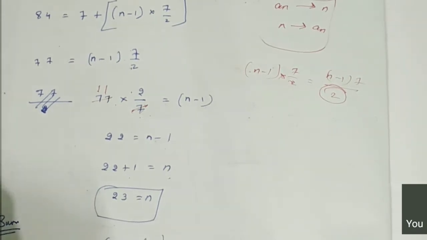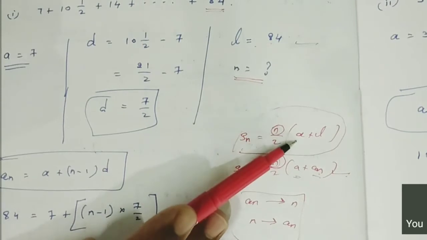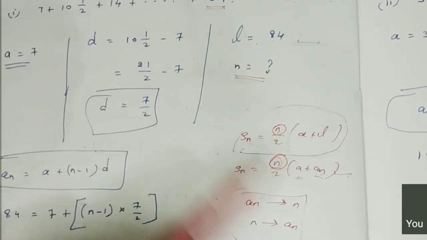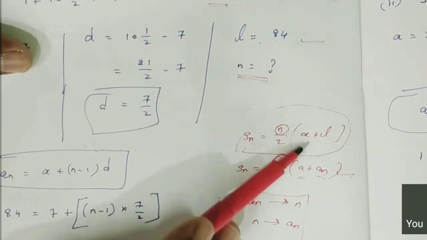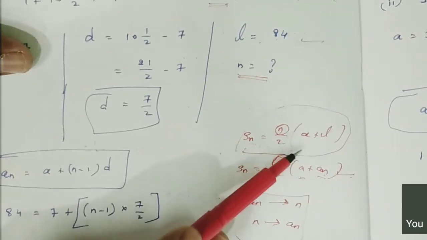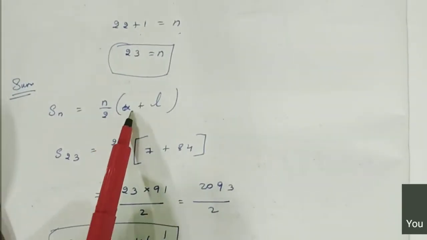Last formula, a plus l. Yes, we can use these three. Listen, now we get all the values. Even though we know the n value, a value, and d value, we want to make the process the simplest, so we can use the a plus l formula, right? Clear? So now Sn is equal to n by 2 (a plus l).